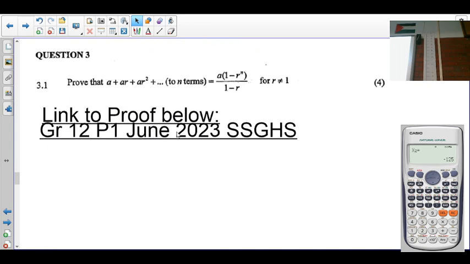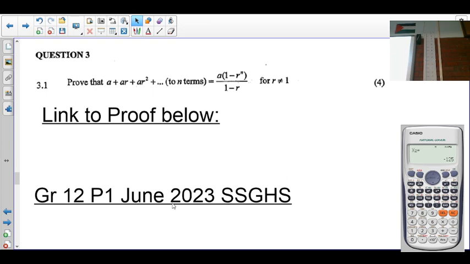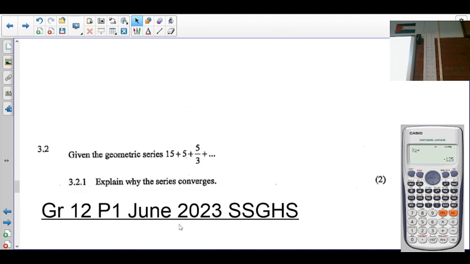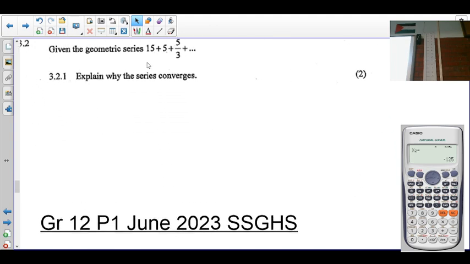In 3.1, the question says prove that a plus ar plus ar squared plus up to n terms is equal to a into 1 minus r to the n over 1 minus r for r is not equal to 1. That link to that proof can be found below in the description box below. Okay. We're not going to do that proof now.